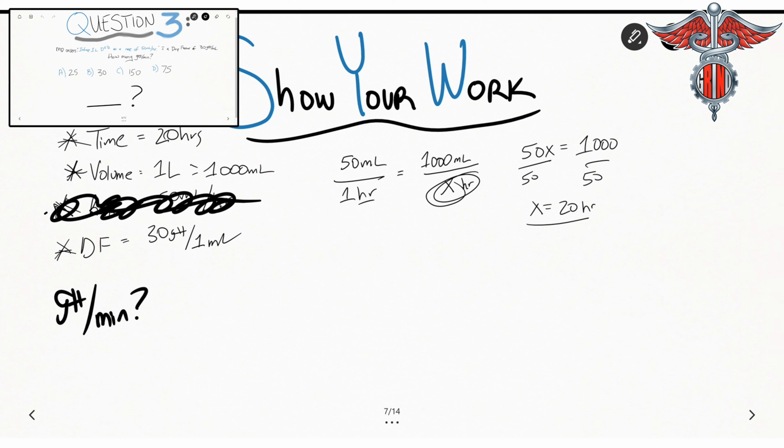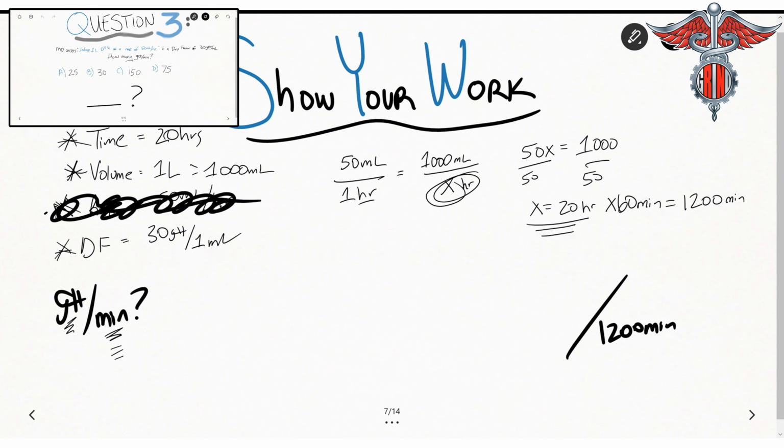So, never forgetting what we're solving for at the end. We're solving for drops per minute. Since we have our time of 20 hours over here, let's go ahead and convert that into minutes. Just how we've been doing before. We've been converting our time into minutes right from the get-go. So let's go ahead and do that. 20 hours times 60 minutes per 1 hour equals a total of 1,200 minutes. And so since we now have our minutes, we'll go ahead and put that down here.